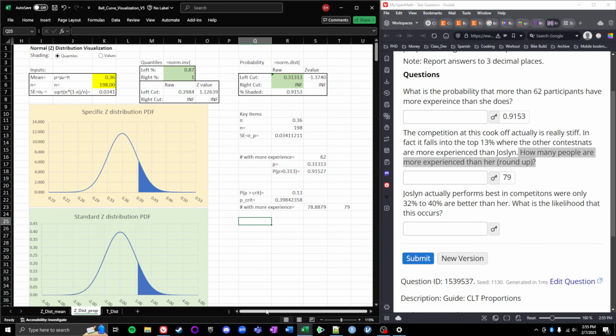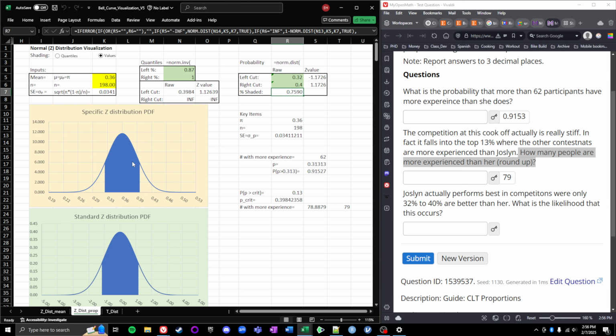Okay, the last one. It says, Jocelyn actually performs best in competitions where only 32 to 40% are better than her. What is the likelihood that this occurs? So we're looking at another probability problem. If the proportion is 32% who are better than her, all the way up to 40% who are better than her, let's look at our values. We shade in this region, and it looks like it's roughly the middle 76%. So let's put this in a probability statement: the probability that the sample proportion is greater than that 32% and less than 40%. We want to know what that probability is.